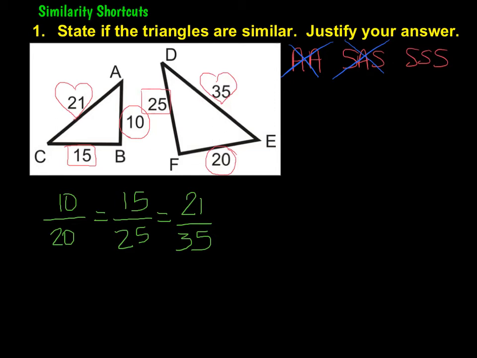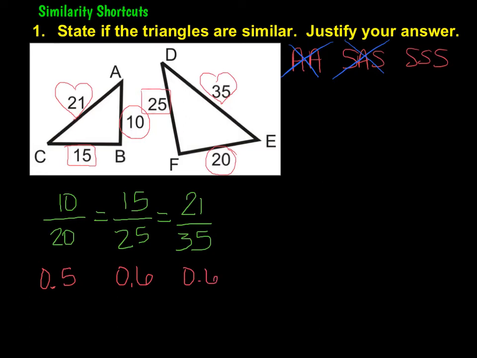So if you open up your calculator, we would have to divide 10 by 20. So 10 divided by 20 gives us 0.5. Okay, now if the other two fractions also equal 0.5, we are good to go. We can say that these two triangles are similar by side, side, side. So 15 divided by 25 is 0.6. Uh-oh, we have a problem. Well, let me go ahead and do the other one. 21 divided by 35 is 0.6.